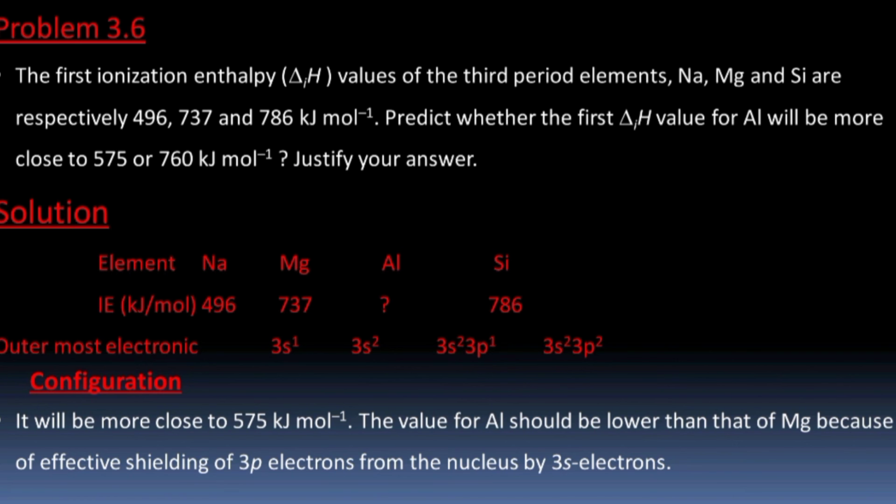Here we have taken the elements. Sodium has outermost configuration 3s1, magnesium 3s2, aluminum 3s2 3p1 and silicon 3s2 3p2. It is more close to 575 kilojoule per mole. The value for aluminum should be lower than that of magnesium, because of the effective shielding of the 3p electron from the nucleus by the 3s electrons.